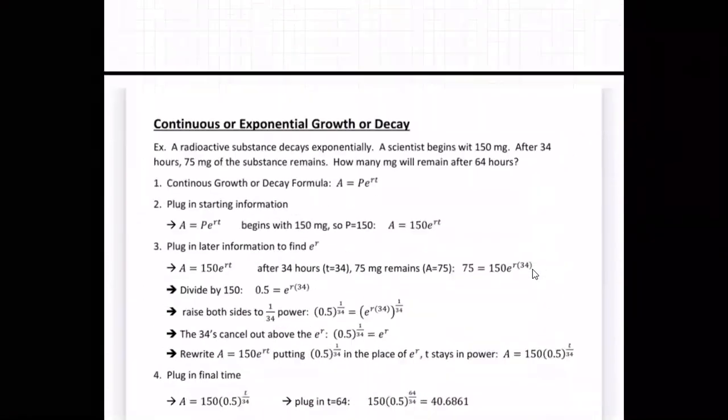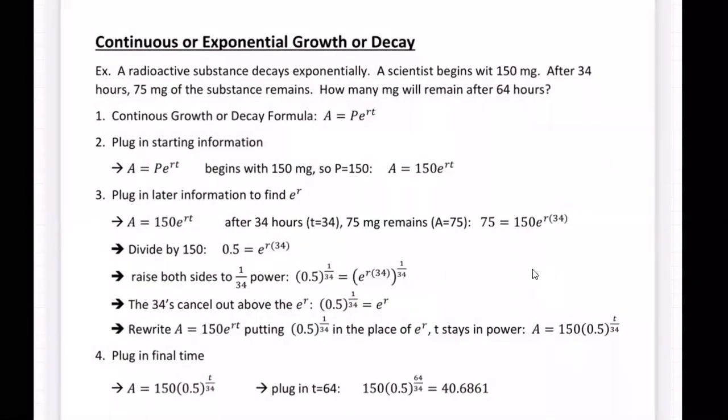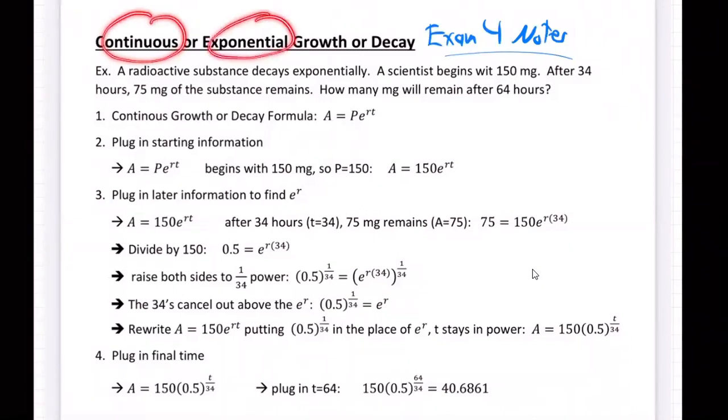Well, if you go to the notes, so here we are. Here's the exam 4 notes. We have some stuff that we need. And so it's continuous or exponential growth or decay. So remember, we've had doubling and halving, but now this is continuous or exponential growth or decay. What do you do?